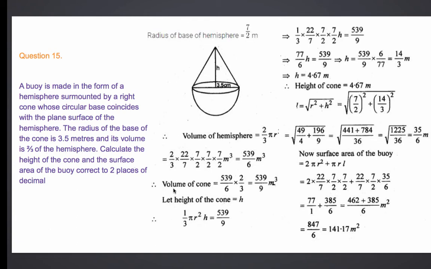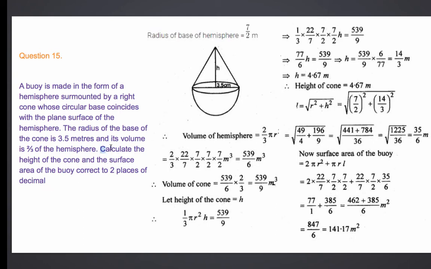So we need not calculate the volume of cone. We just have to take 2 by 3 of the volume of hemisphere which we have calculated. 2 ones are 2, 2 threes are 6, 3 threes are 9, and 539. So this much is the volume of cone, and this much is the volume of hemisphere. Calculate the height of the cone and the surface area of the boy correct to 2 decimal places. Surface area, we'll talk about in the second part.